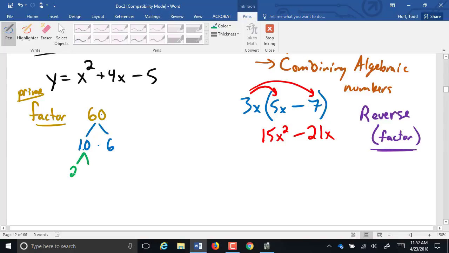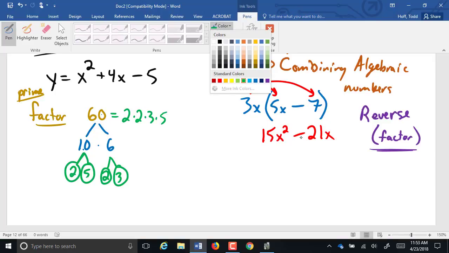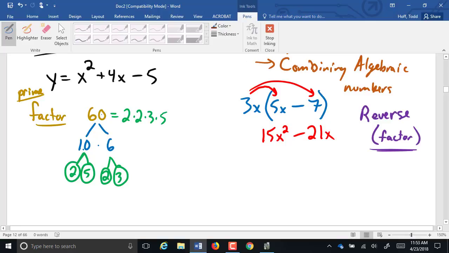10 can be split up into 2 times 5. Those are prime. They can't be split anymore. 6 can be factored into 2 times 3. Again, those are prime. They can't be split up anymore. So factoring 60, it's 2 times 2 times 3 times 5. Well, when we're doing factoring on something like this, 15x squared minus 21x, we're looking at the same thing. We're trying to divide it out. To divide it out, we are looking for common factors. We have 15x squared and 21x.